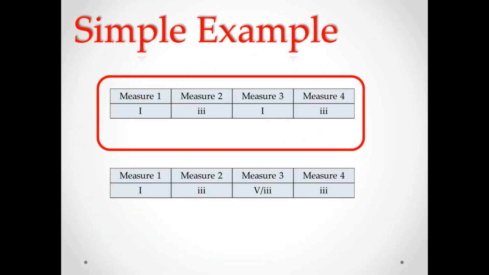Here's a simple example. In this chord progression right here, I'm just going to go from C major to E minor, C major, and back to E minor. This is a 1-3-1-3 progression.